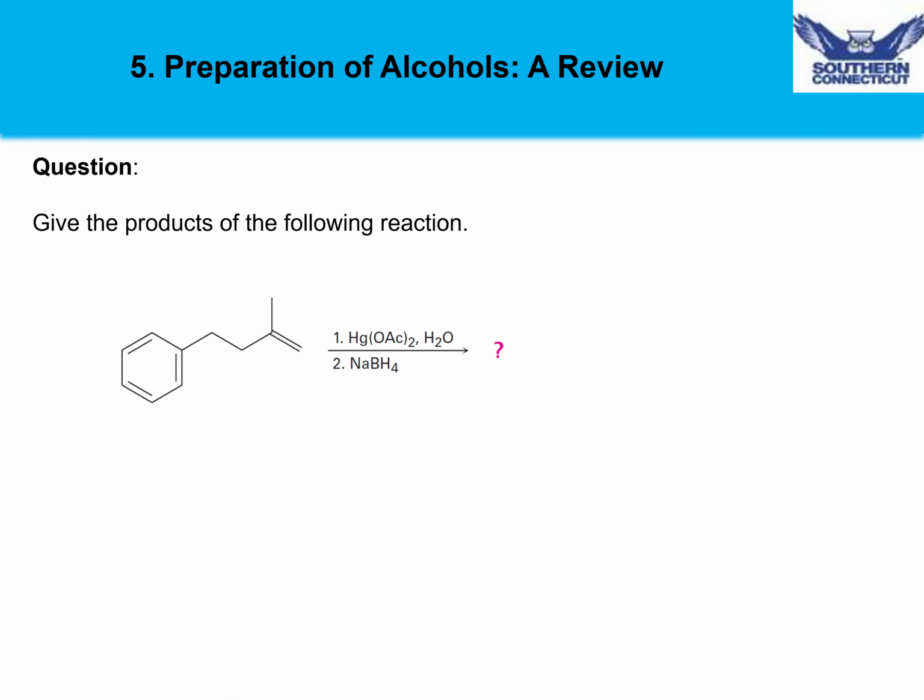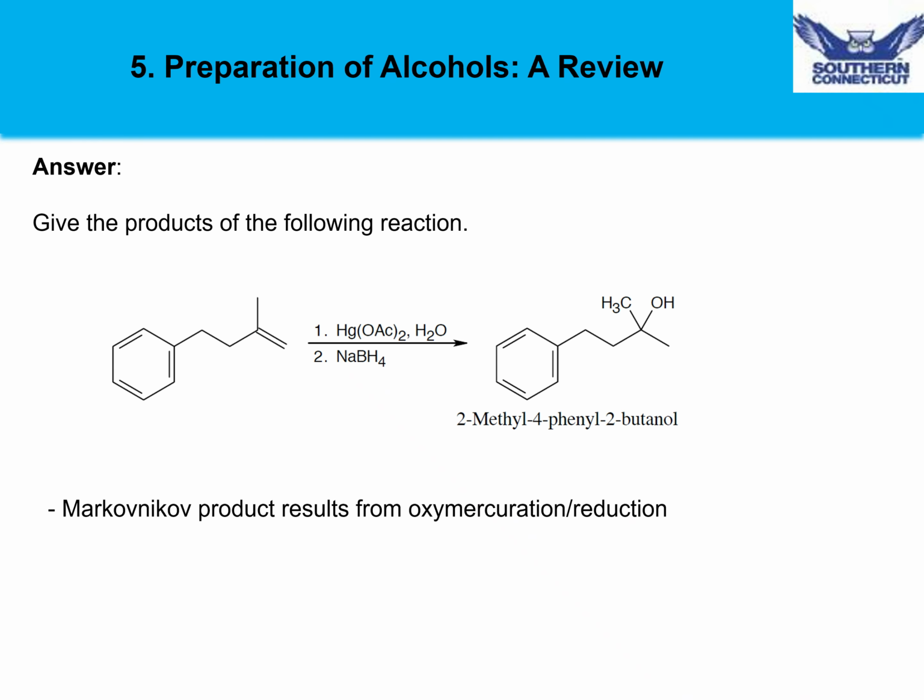In this question, we want to predict the products from the following reaction. Notice this is an oxymercuration. We're using mercury diacetate and water, followed by sodium borohydride. We're starting off with an alkene, and notice it's an unsymmetrical alkene. Oxymercuration typically gives you a Markovnikov addition of an alcohol. So this alkene would be turned into an alcohol that has the alcohol on the more substituted carbon of the original double bond carbons. There will be a hydrogen being added to the less substituted carbon, though that hydrogen is not shown here since this is a skeletal structure.